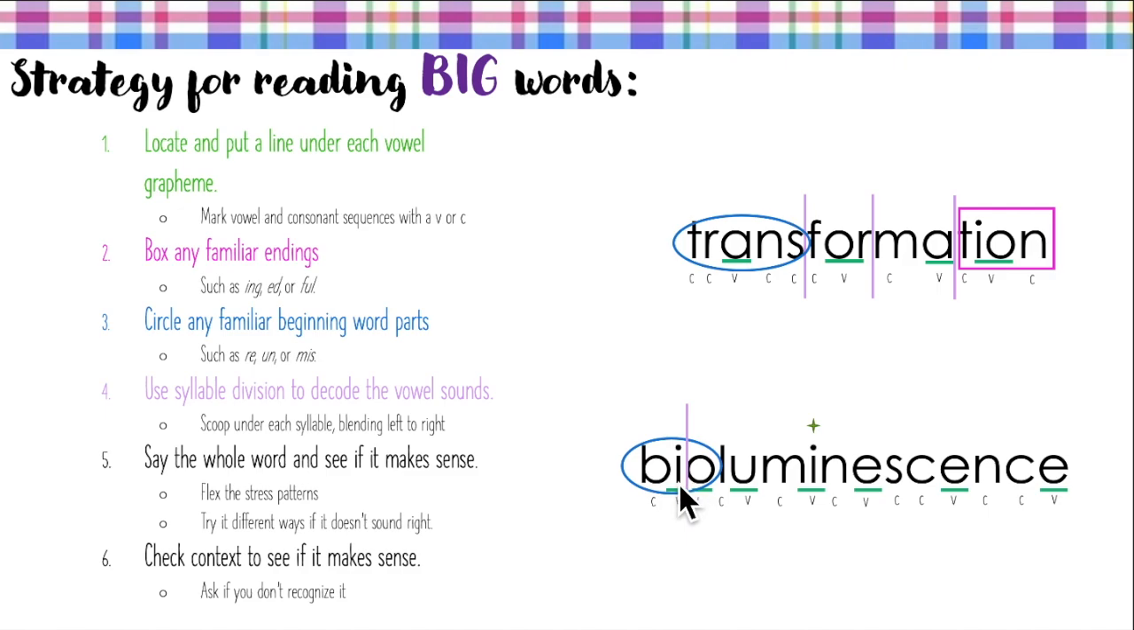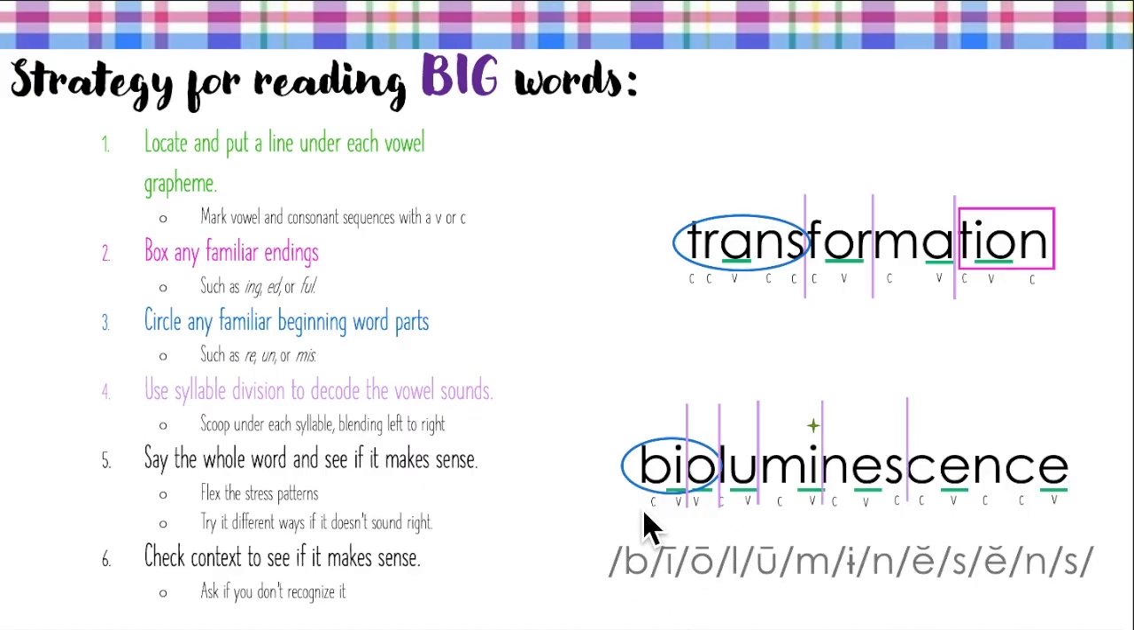There I have "by," which looks familiar. "O" by itself, I'm using syllable division for some of these sounds, right? And then I'm just going to take it a piece at a time. If it's "by," it's open. "O" is open. "Lu" is open.